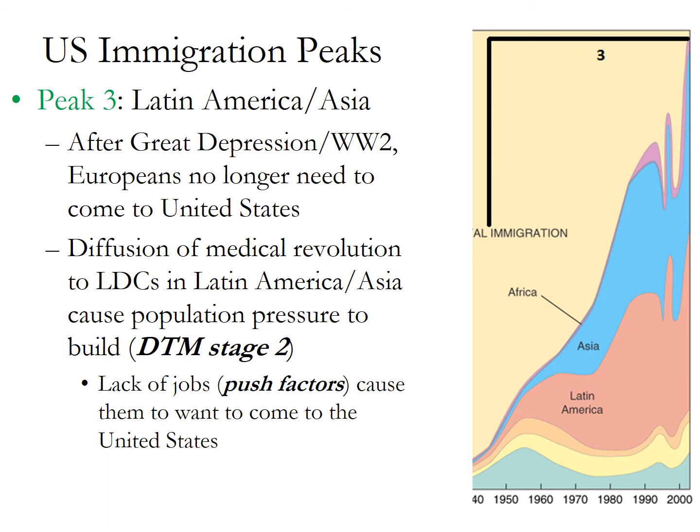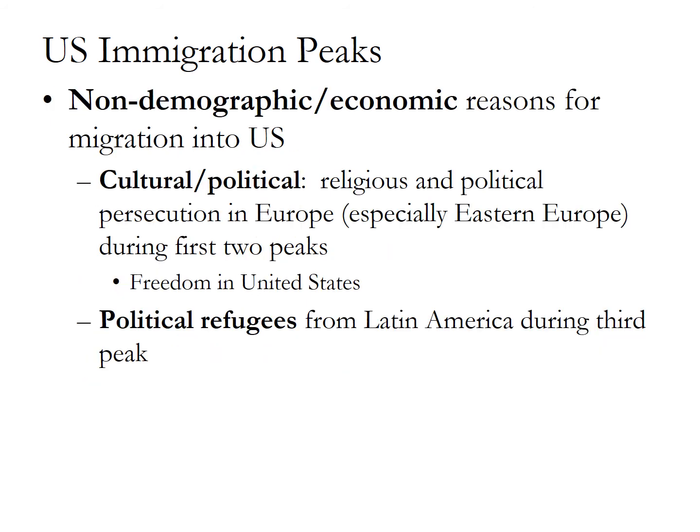But the peak right after World War II and the Great Depression, once we recover from all that, we see a huge peak or a huge spike in migrants. Now, there are non-demographic, non-economic reasons for migration into the U.S. What we mentioned in the 3 peaks is all tied to demographics and economics. The explosion in the population tied to a lack of jobs.